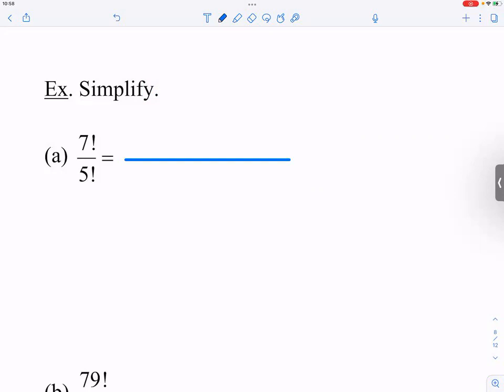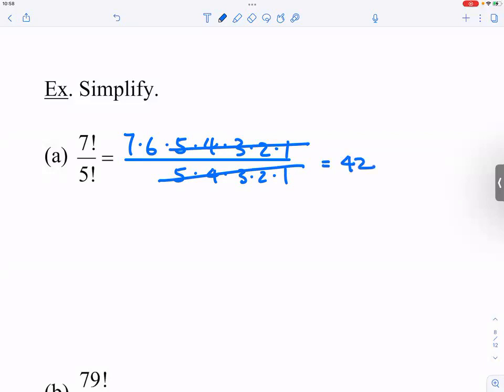I'll show you the long way first. So what is 7 factorial? We say, oh, 7 factorial, it's 7 times 6 times 5 times 4 times 3 times 2 times 1. And 5 factorial, it's 5 times 4 times 3 times 2 times 1. And then you can just go ahead and simplify them, so you get the number 42. It's a bit time consuming, but it's nonetheless very much correct when you do this. So that's the long way.